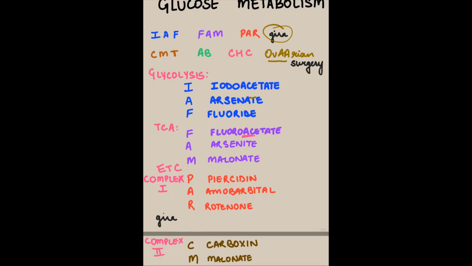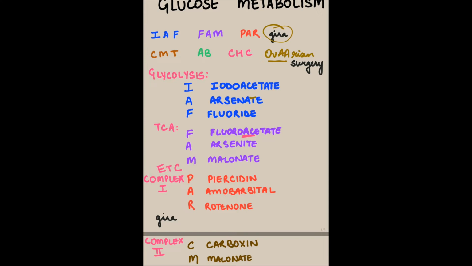Where these inhibitors act and on what enzymes and in which part of glycolysis, for that you need to open a textbook. I've kept this video as concise as possible so that it's only used to answer MCQs. In TCA, we have FAM, so IAF FAM, F for fluoroacetate, A for arsenite, and M for malonate.